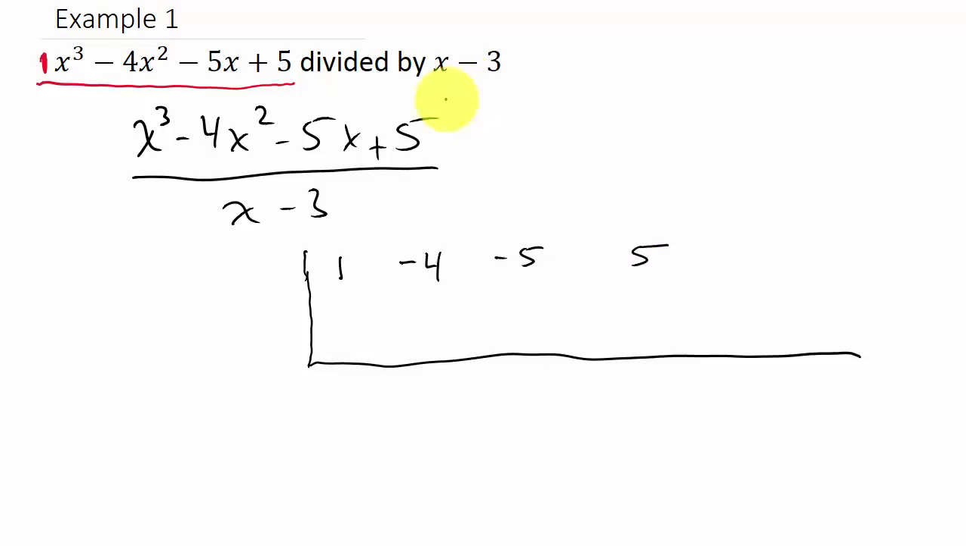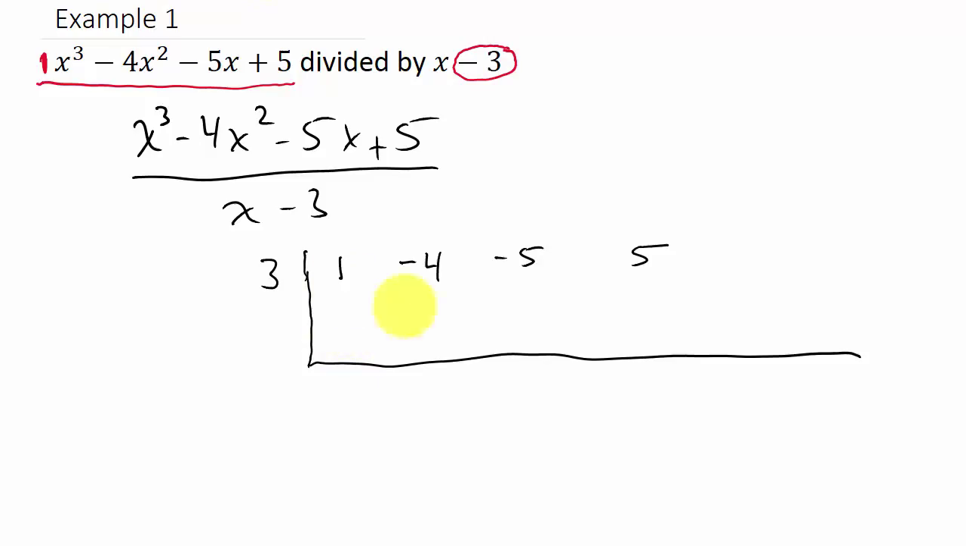Now we're dividing by x minus 3. So the number that we put here, you see how it's minus 3? The number we put here is the opposite sign. If this were a plus, this would be a minus 3. But since this is minus 3, it's a plus 3. Now let's go ahead and do the synthetic division.